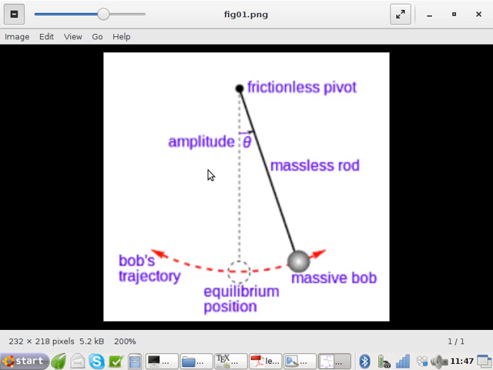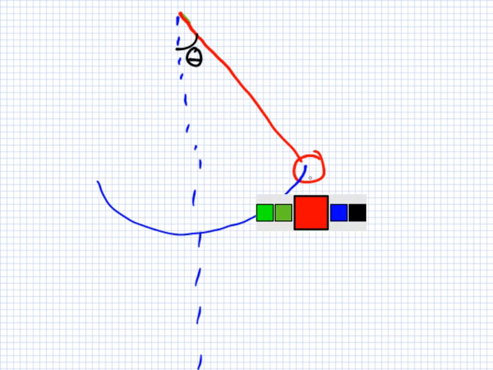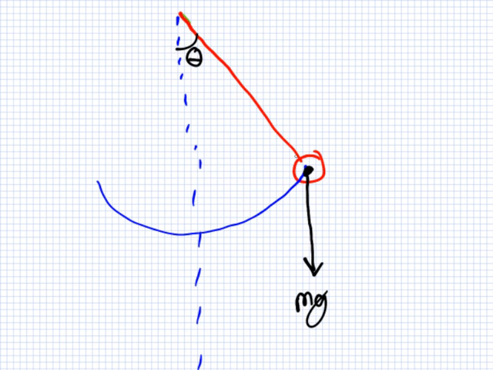Okay, let's have a look at it. Right, so here is our pendulum. And it's gonna swing around like this. And this here is theta. So let me draw in the forces in black. So what force is this? Weight. Yeah, weight. And then here? Tension.